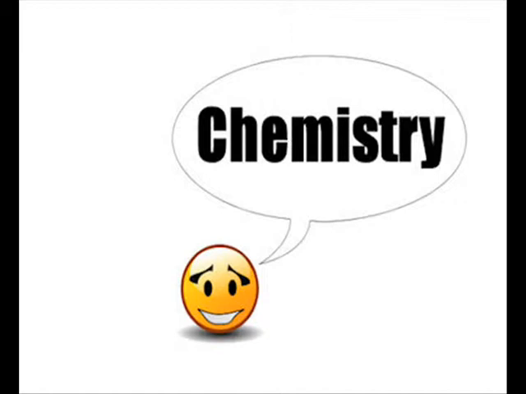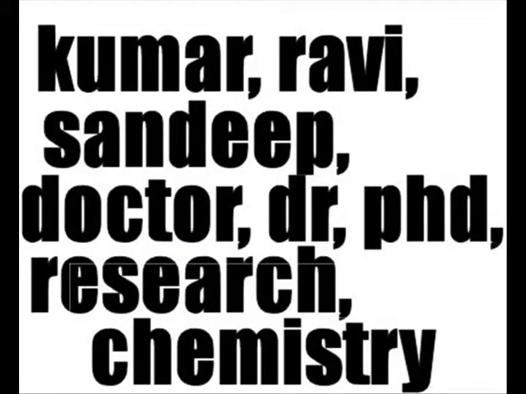Finally, let's look for a PhD with a strong background in chemistry. For this search, I use a series of traditional Indian names, such as Kumar, Ravi, Sandeep. Since I'm looking for a PhD, I add the terms doctor, the abbreviation of doctor, and the term PhD. And I also look for research in chemistry because those are important keywords.